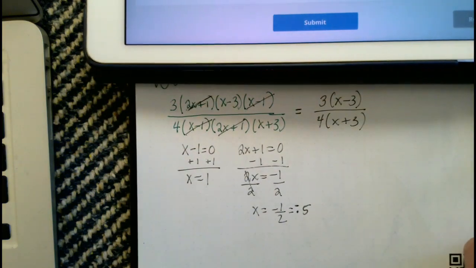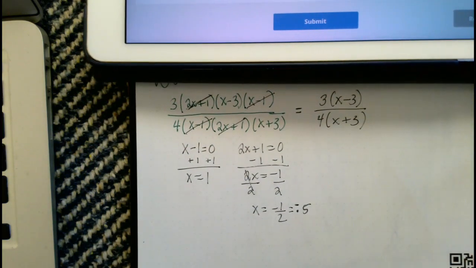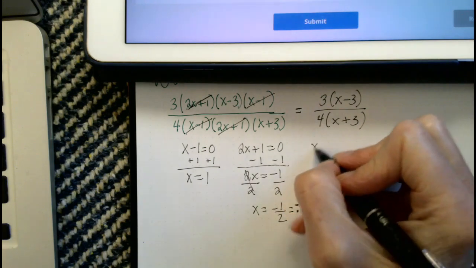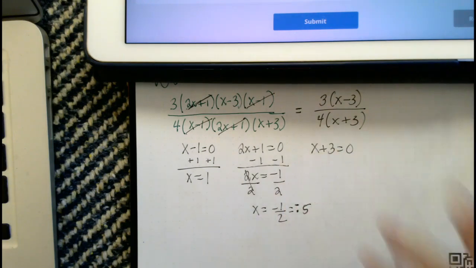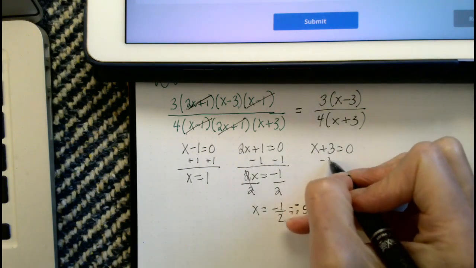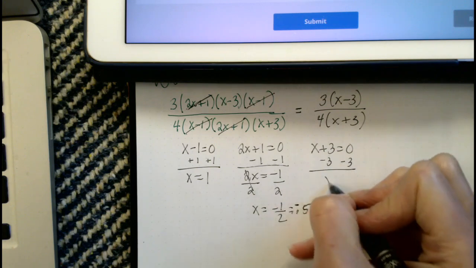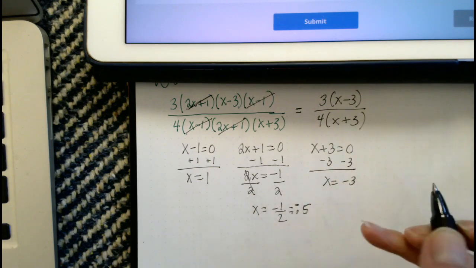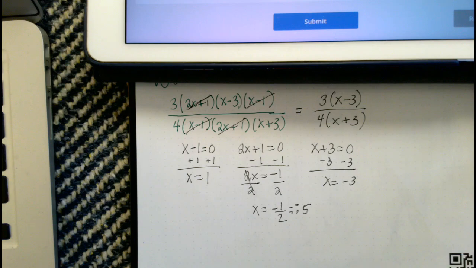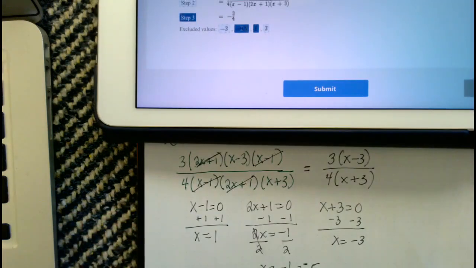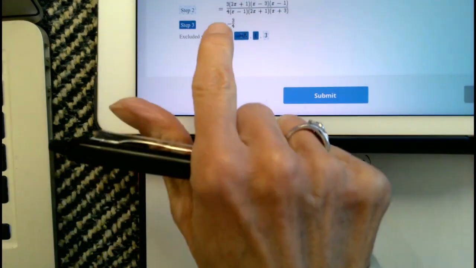And then our third place where we're going to get an excluded value is this x plus 3 equals 0. We can subtract 3 from both sides, and we get x equals negative 3. So our third excluded value is here.